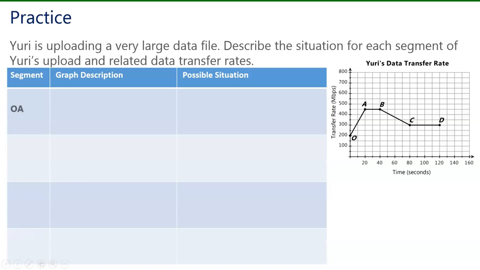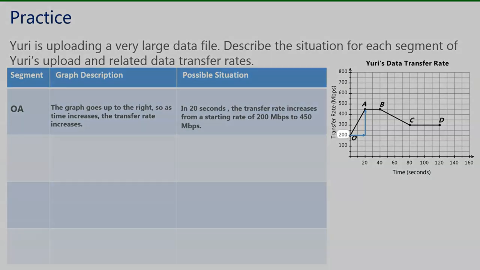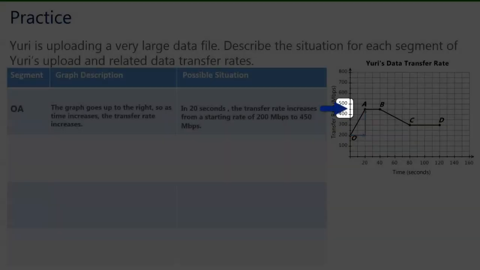Here's segment OA. The graph goes up to the right, so as time increases, the transfer rate increases. In 20 seconds, the transfer rate increases from a starting rate of 200 megabits per second to 450 megabits per second.